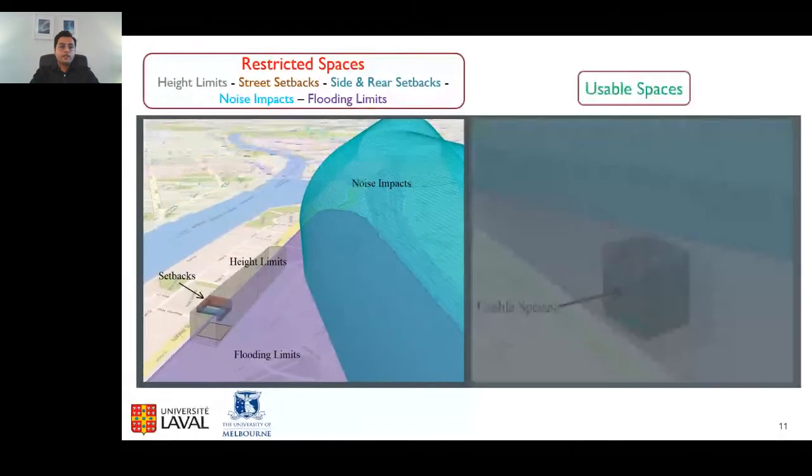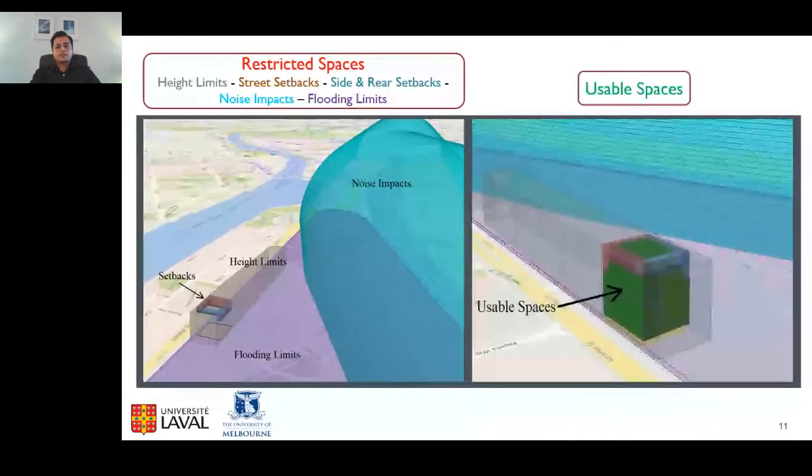And accordingly, usable spaces can be specified for development on this land parcel. Usable spaces here refer to spaces that are not restricted by planning restrictions, as you can see, and they can be used for developments on this land parcel.